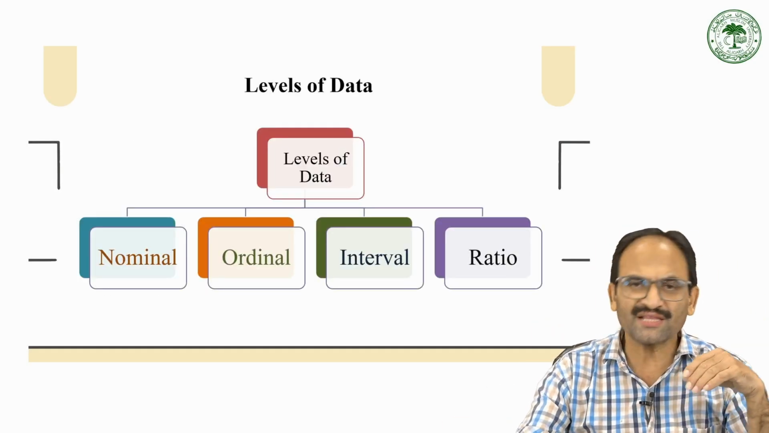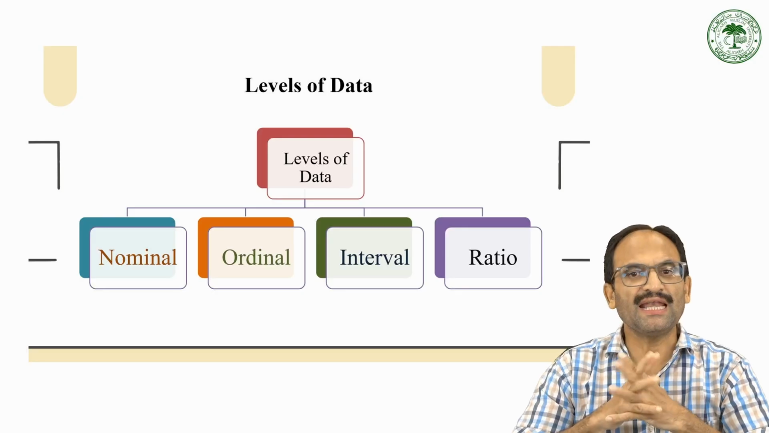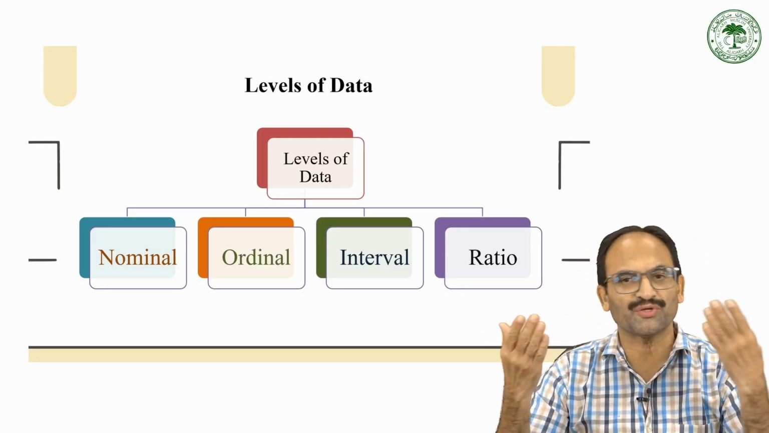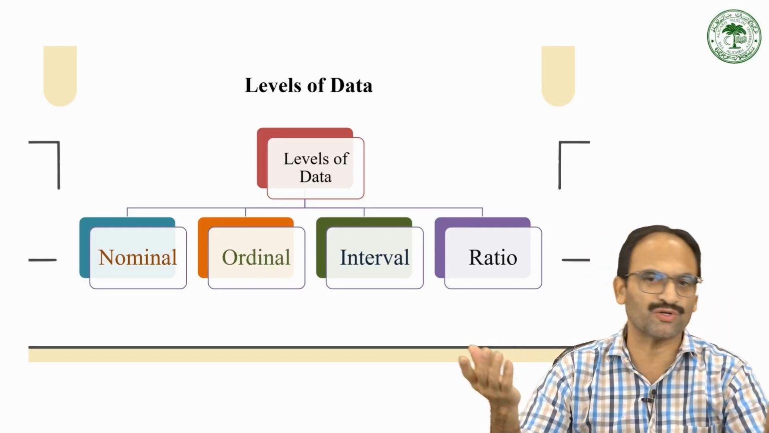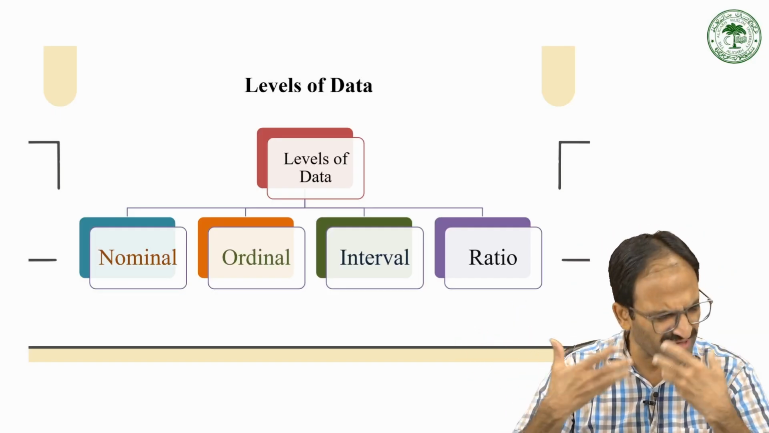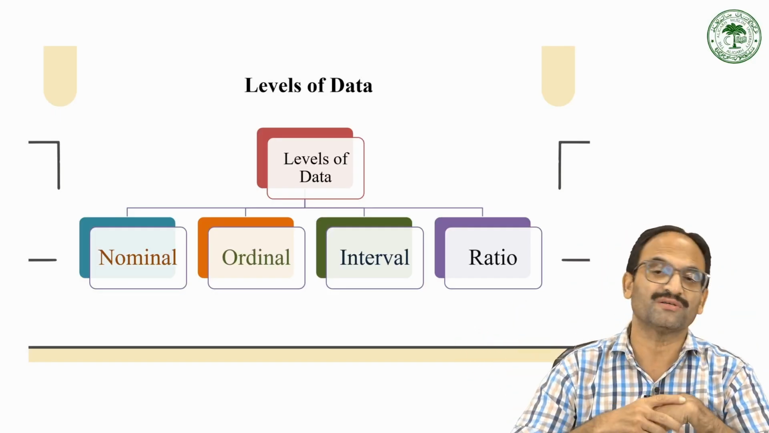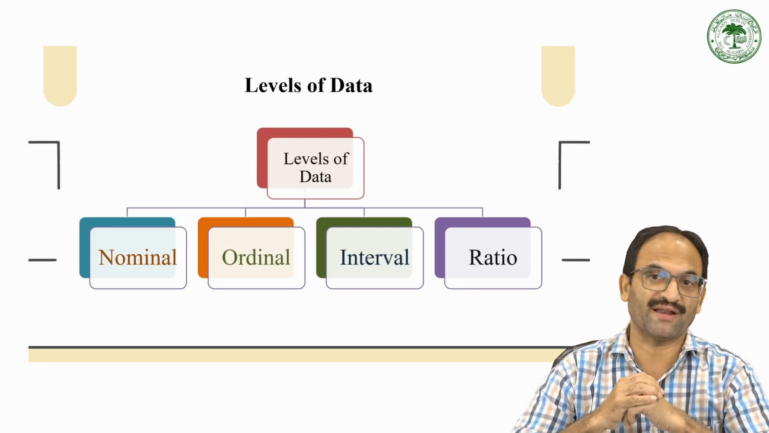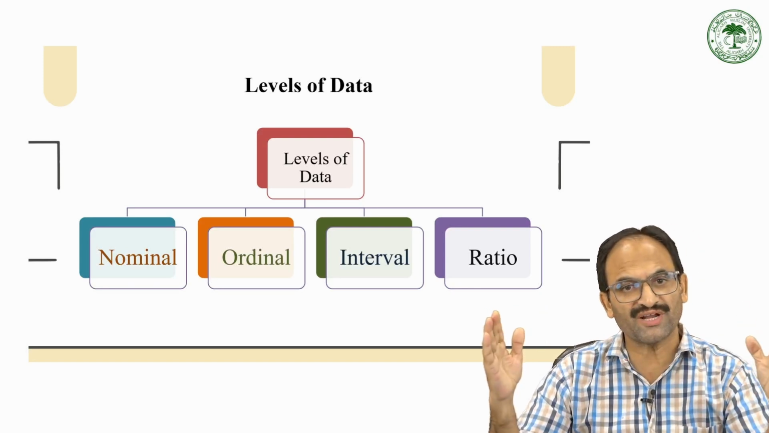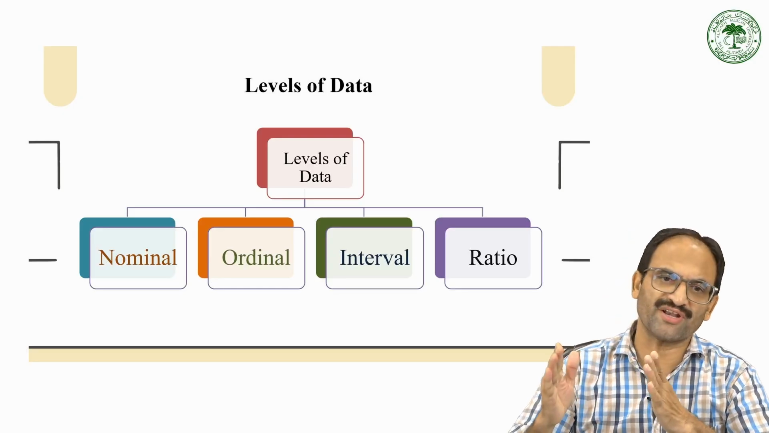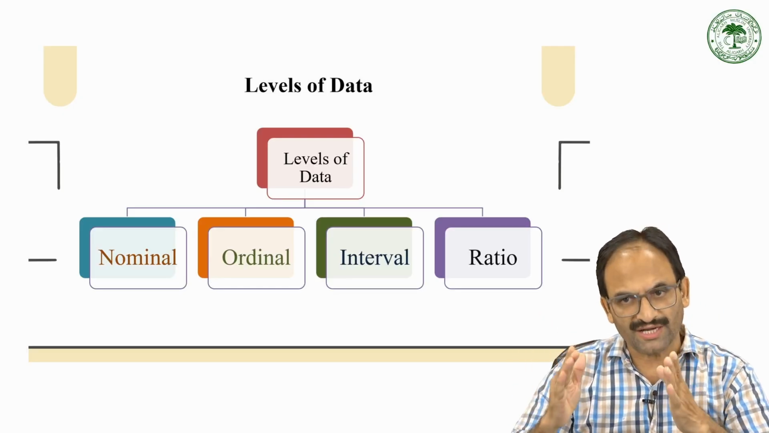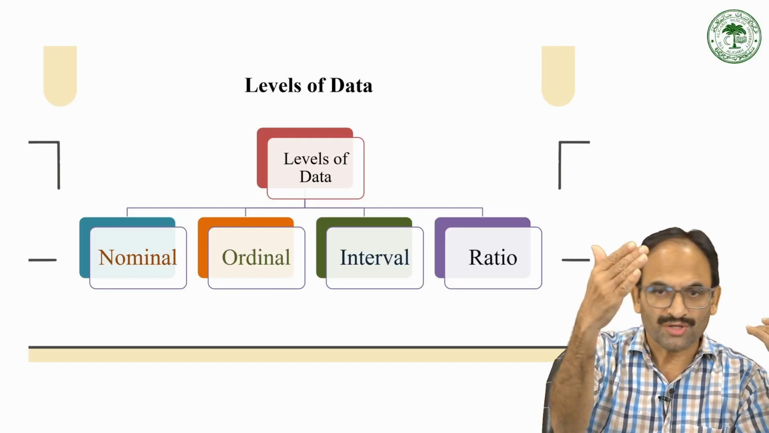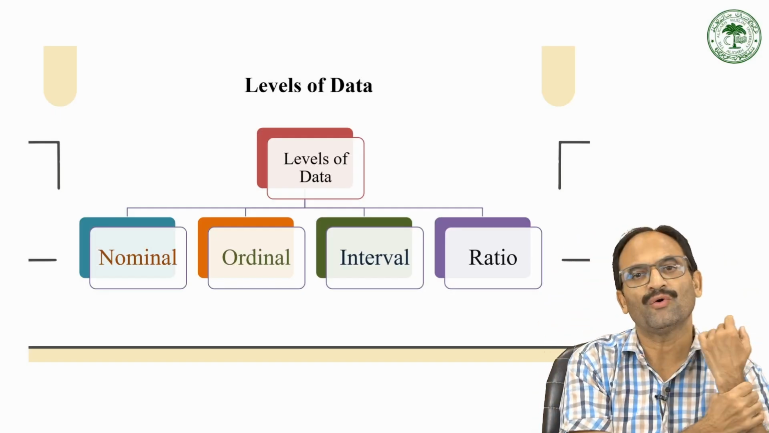Now one thing that is very important is levels of data, and particularly in the field of sociology, in the field of psychology, in the field of education, or in the field of social sciences by and large, these levels of data matter. And what are these levels of data? There are 4 levels of data: nominal, ordinal, interval and ratio. So I am going to talk on these data one by one.